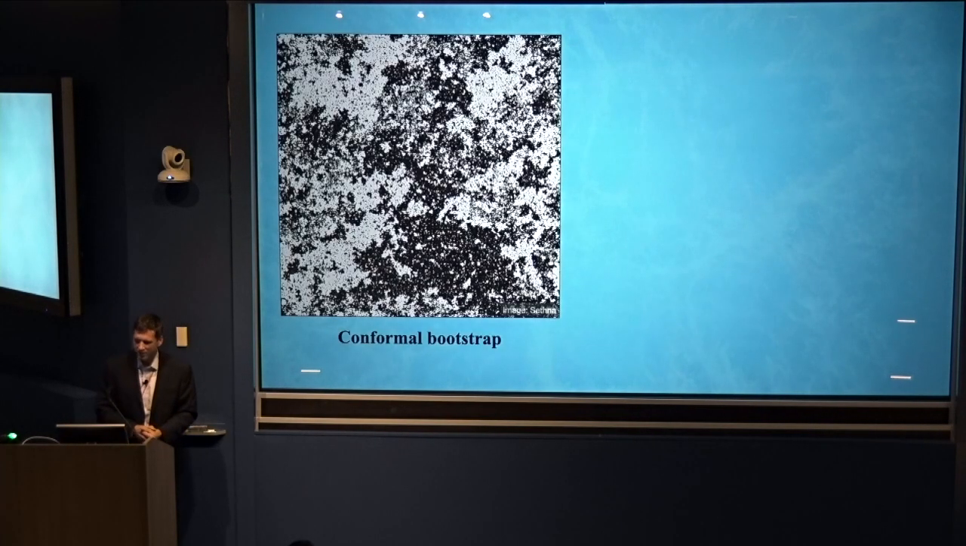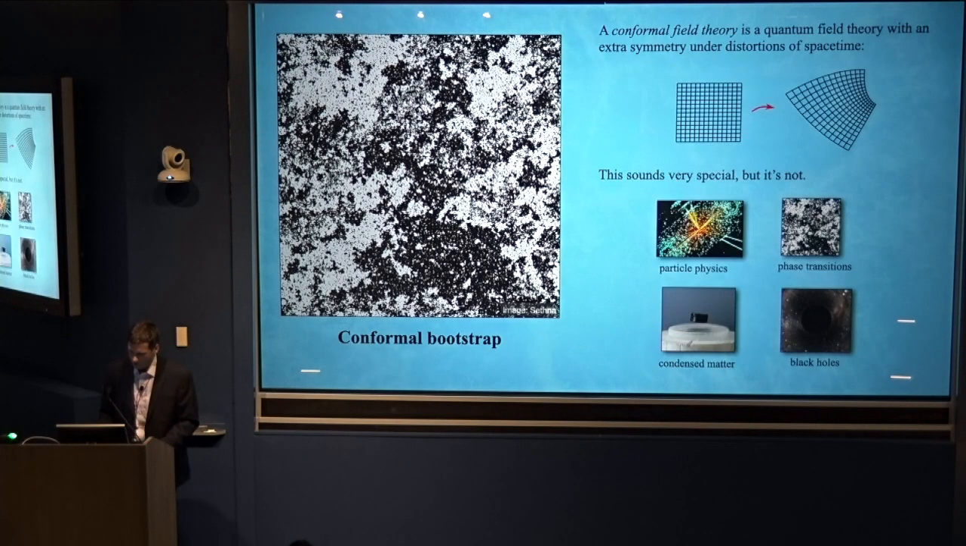And that brings us to the second part of the story, which is the conformal bootstrap, which is the second of the three pieces that I want to tell you about, and then we're going to tie them together. So I need to explain what the conformal bootstrap means. First of all, a conformal field theory is a theory of quantum matter, a quantum field theory, with an extra symmetry under distortions of space-time. This is called conformal symmetry.